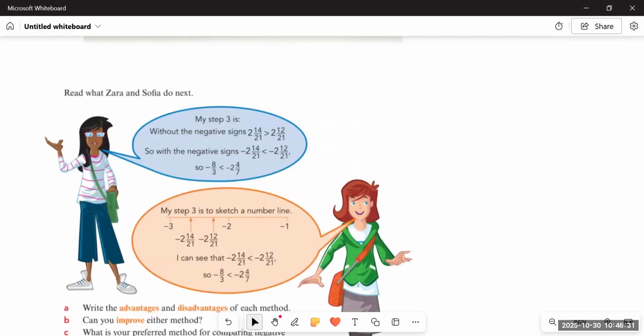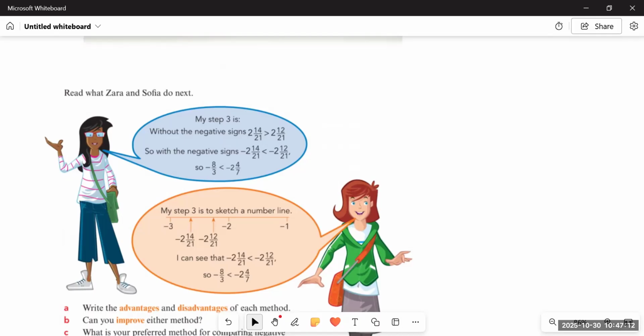So Zara says, my step 3 is without the negative sign. 2 whole 14 over 21 is greater than 2 whole 12 over 21. So with the negative signs, this becomes reverse. Okay, fine. That's what we considered. And Sophia says, my step 3 is to sketch a number line. And since minus 2 whole 12 over 21 comes closer to minus 2 and minus 2 whole 14 over 21 is closer to minus 3.